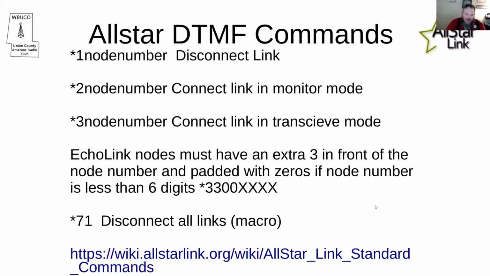And star 3 plus the node number will connect to a link in transceive mode. With Echolink nodes, to connect using DTMF, you have to have an extra 3 in front of the node number. And if the node number is less than 6 digits long, you have to pad it with zeros. So in this example, you would do star 3300 and then the 4-digit node number for a 4-digit node number. And star 71 will disconnect all links on the Allstar node.